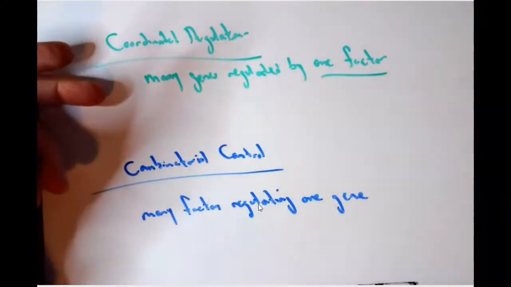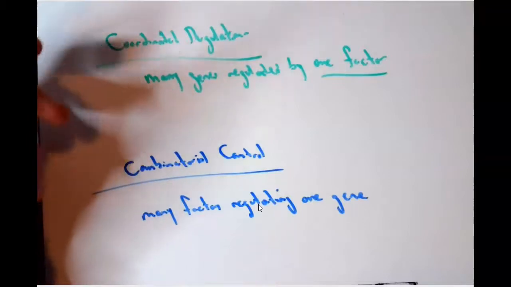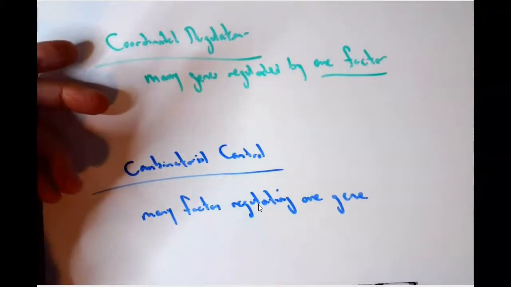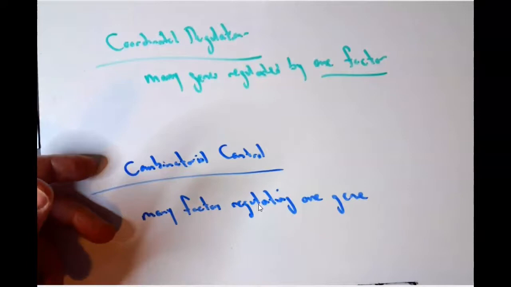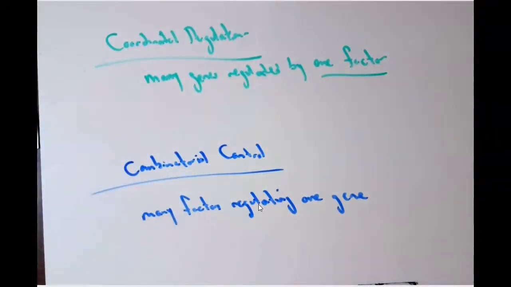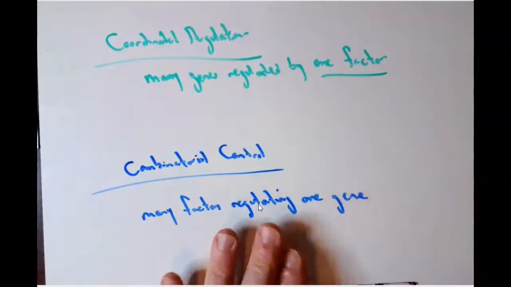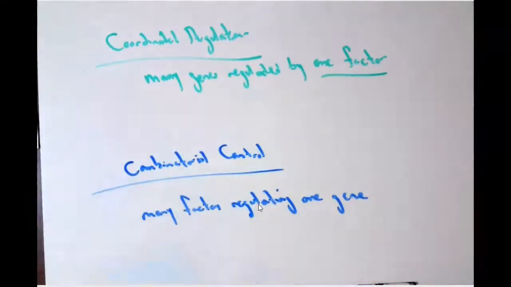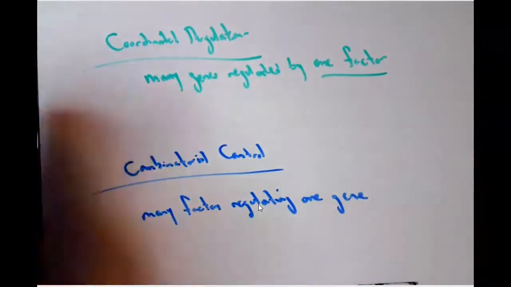Our example for coordinated regulation from the lecture was primarily the ROX1 story, and our example for combinatorial control is Mediator. So now let's talk about those two examples in some more detail, but always keeping in the back of our mind the definitions of each. So, coordinated regulation. How are we going to control many, many genes through one factor or one signal?